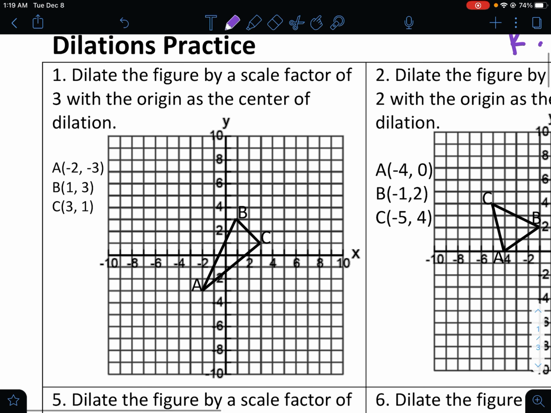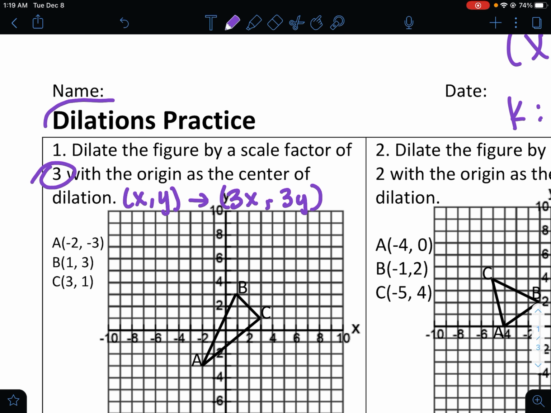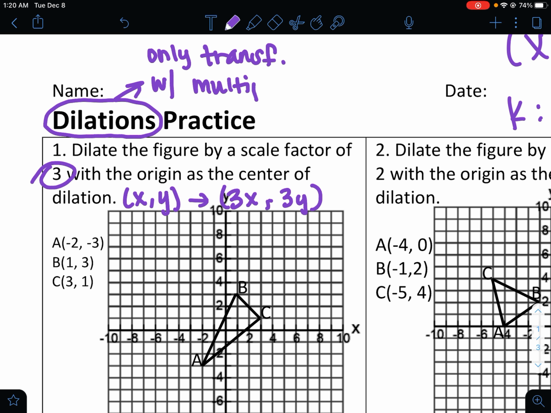All right, number 1, dilate the figure by a scale factor of 3 with the origin as the center of dilation. Okay, so all we're going to do is take all 3 of these points and multiply them by 3. Let me write that down as a rule, just so you can see what it looks like. So that would be 3 times x and 3 times y. That's literally what the rule looks like. So if you see a rule that has multiplication in it, it's going to be dilation. This is the only transformation with multiplication.